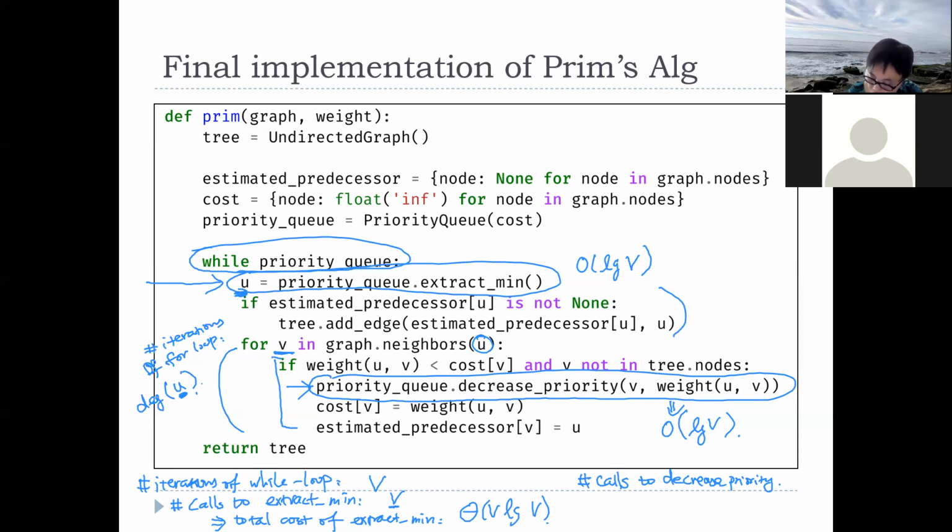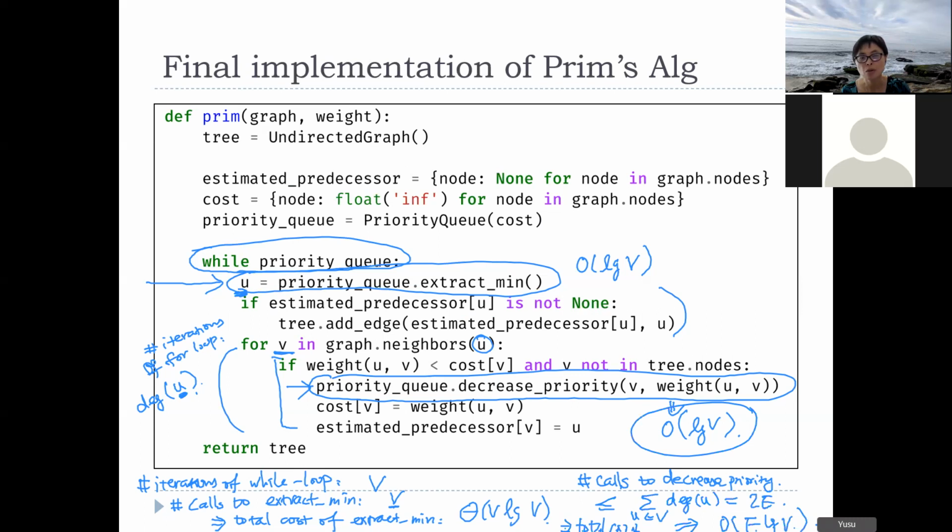That means the number of calls to this will be the sum of degrees, which in the worst case, where U ranges over your graph, is at most 2E. Remember, the sum of degrees for an undirected graph equals 2E. Each call takes log V time. That means the total cost is order of E log V. And the total cost of the entire algorithm is basically adding them up.